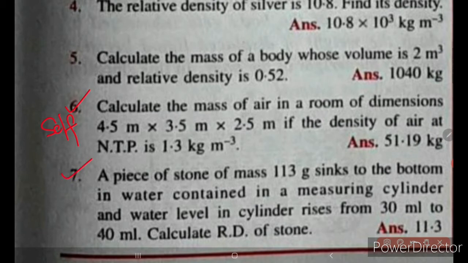A piece of stone of mass 113 gram sinks to the bottom in water contained in a measuring cylinder, and the water level in the cylinder rises from 30 milliliter to 40 milliliter. Calculate the relative density of the stone. Here mass is given, and the volume is given indirectly. So using the mass and volume, we can calculate the density, and thus the relative density can be calculated from density. So let us go to its solution.